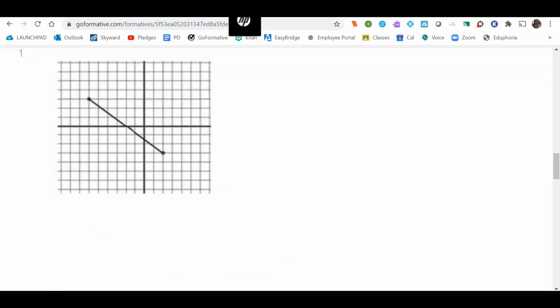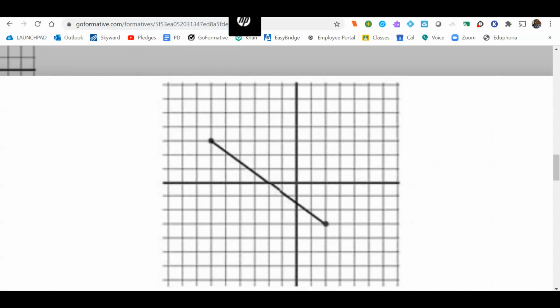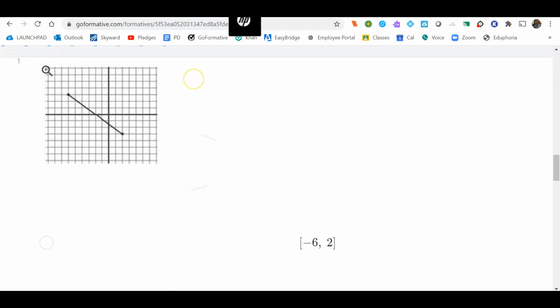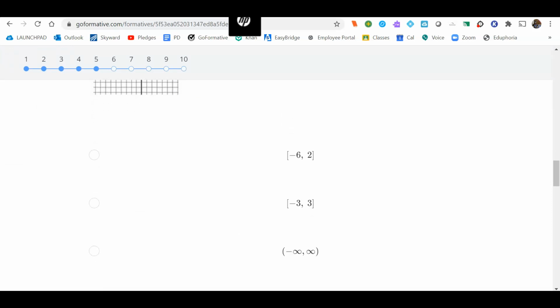Now, Ms. Marrero, real quick, those are filled in points. Does that mean we're going to use a bracket or a parentheses? Right. Open circles would be parentheses, but the closed circles are brackets. So bracket negative 3 to bracket positive 3.